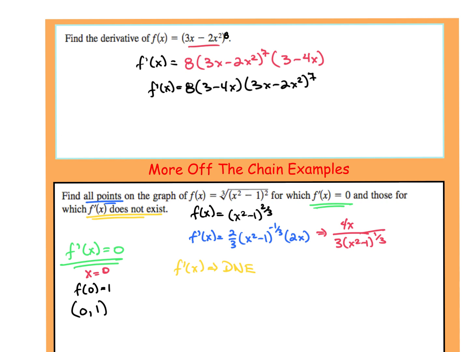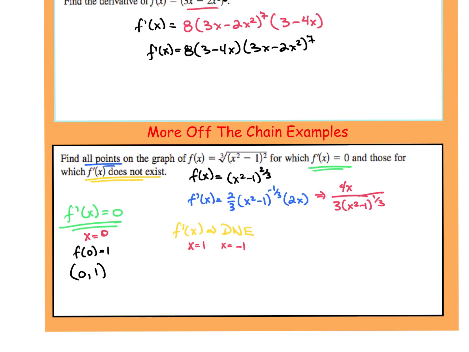The denominator has to equal 0. Okay, when my denominator is equal to 0. So when does that happen? At x equals 1 and at x equals what? Negative 1. And so now I have my x values, but what do I actually need? I need a point. So how do I find a point? We substitute it in the original. So we need to find f of 1 and f of negative 1.